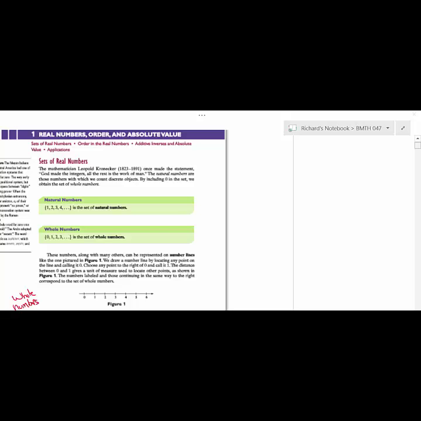The first set of numbers I'm going to talk about are the natural numbers. Natural numbers are counting numbers: 1, 2, 3, 4. Natural numbers don't include 0, and they are strictly positive. There are no fractions, no decimals, just the numbers 1, 2, 3, 4, 5, nothing in between.